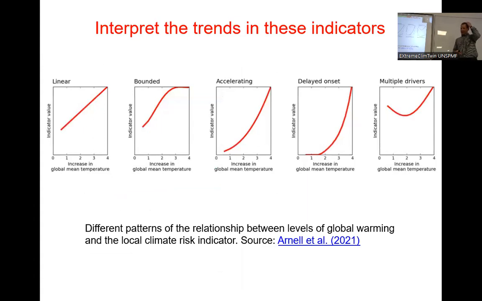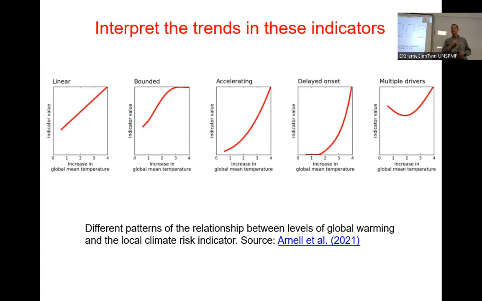Now then, let's just look at these indicators here, which show different trends through time. What we've got on the horizontal axis is the change in global mean temperature. And then we've got a response of some imagined indicator. So it might be a linear relationship, bounded, accelerating, delayed onset, or with this sort of curve shape.